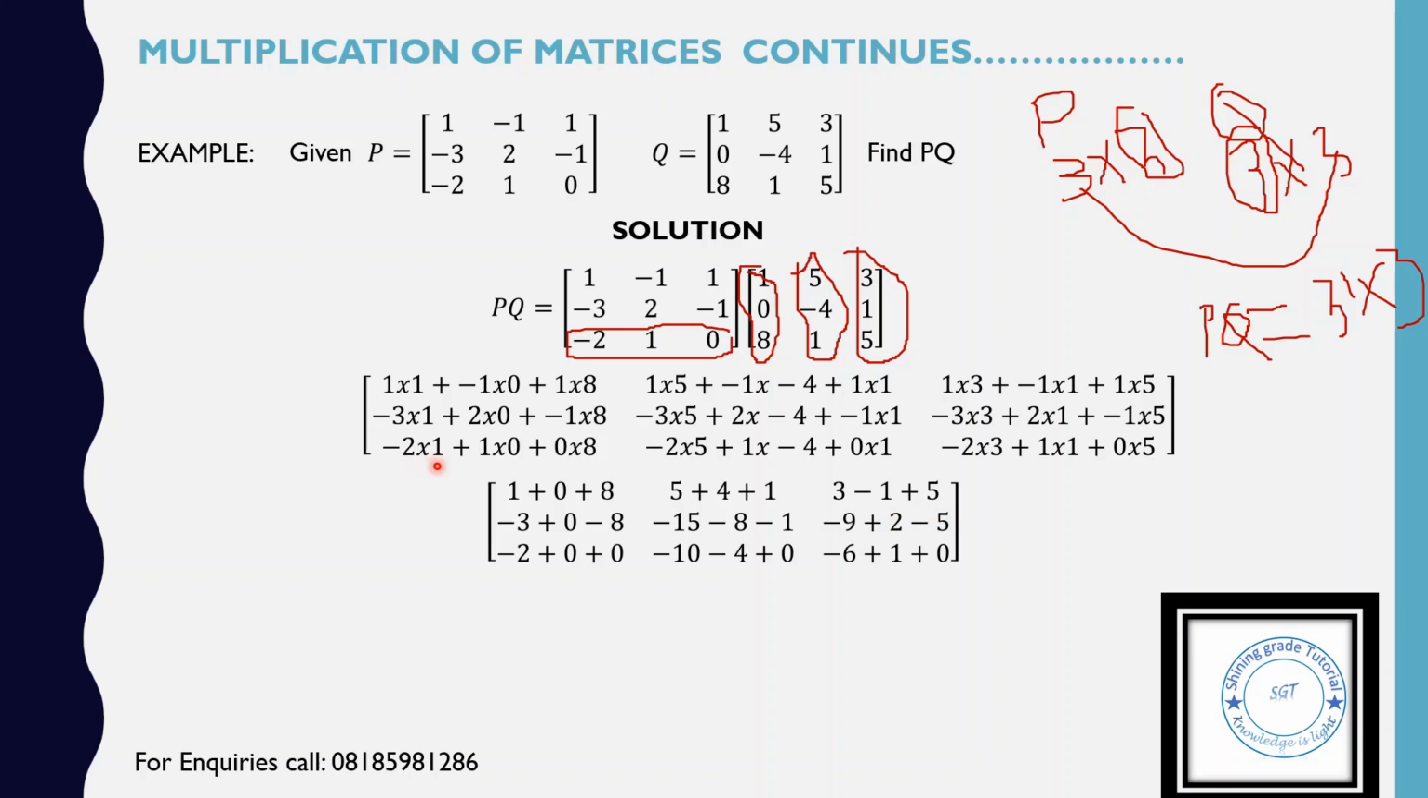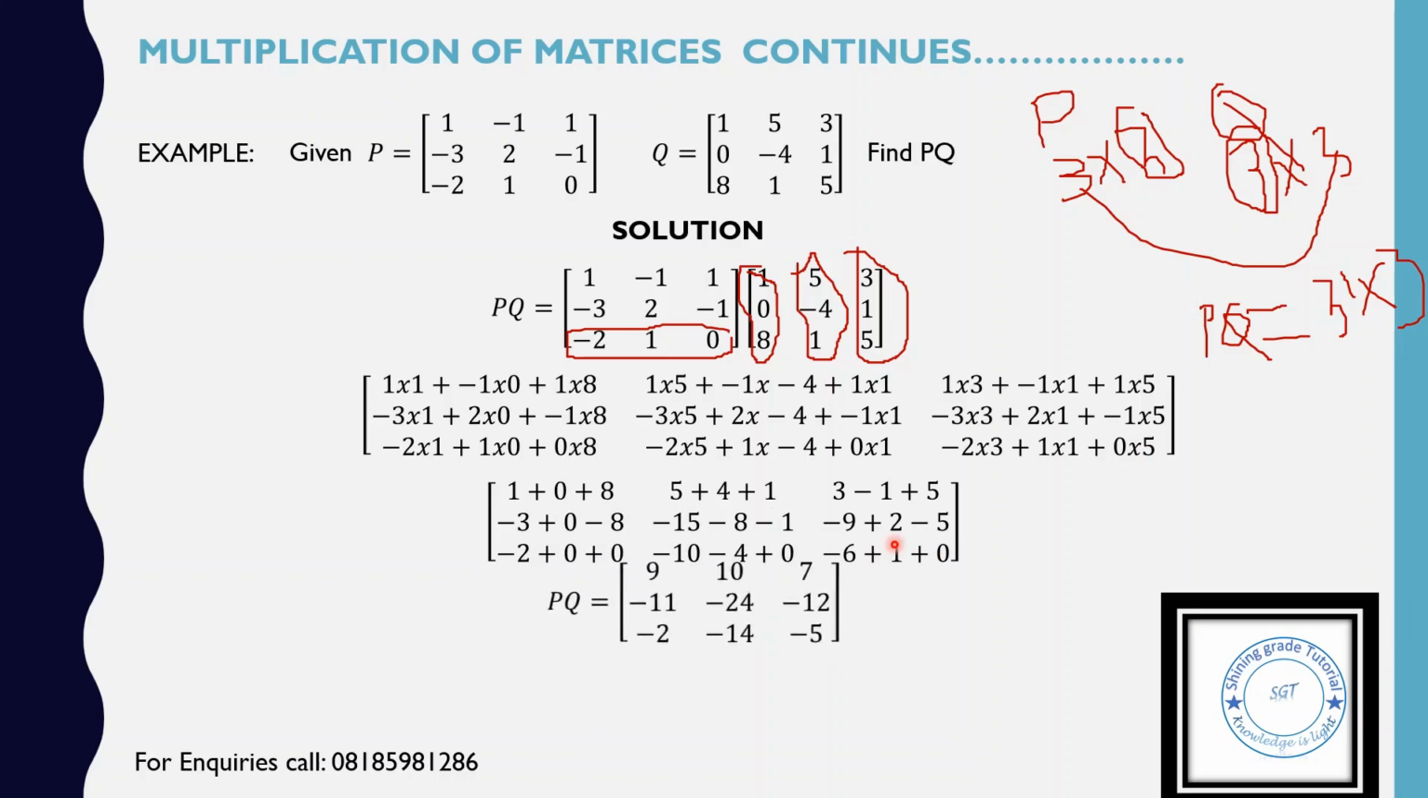So minus 2 times 1 is minus 2, 1 times 0 is 0, that will be plus 0 times 8 is 0, so we have this in sum. Minus 2 times 5 is minus 10, plus 1 times minus 4 is minus 4, so that will be minus as well, plus 0 times 1 is 0, minus 2 times 3 is minus 6, we have it here. 1 times 1 is 1 in sum, plus 0 times 5 is 0, so we have this.